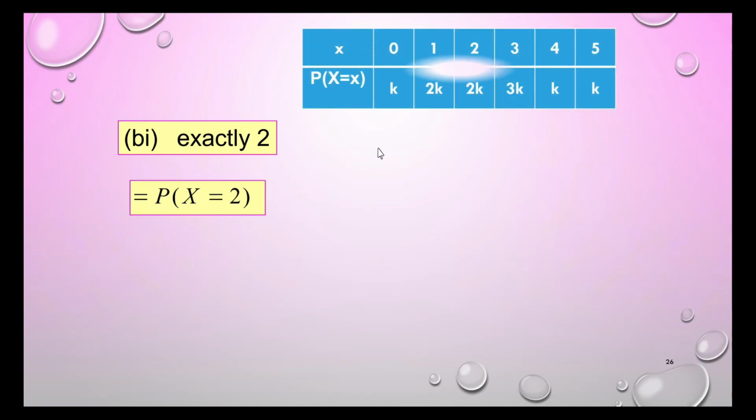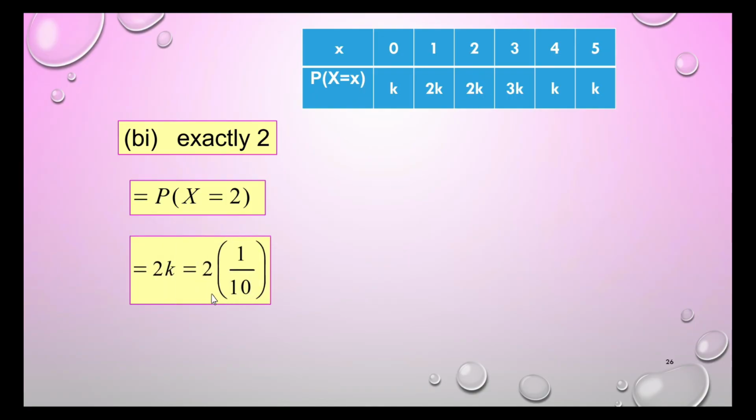B1 exactly 2 means we need to find the probability of x equal 2. From the table given, we know that probability of x equal 2 is 2k. Then we substitute k equal 1 over 10. Hence, the probability of getting exactly 2 is 1 over 5.